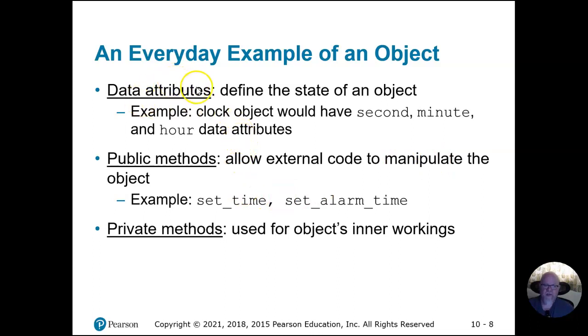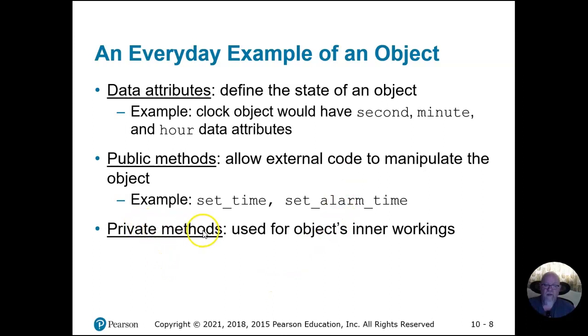So data attributes, those are basically the parts that hold the data. For example, if we had a clock object, we would have a second, a minute, and an hour. They hold those numeric values for those pieces. We have public methods, and these allow the code to be manipulated. So basically, a method has to be public. When we're outside of that class and we call that class, we have to be able to get in and execute those methods, so they have to be public.